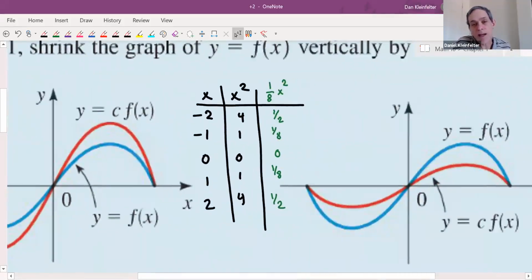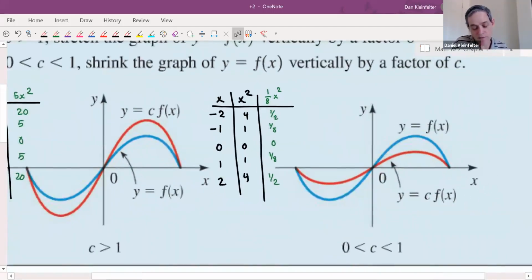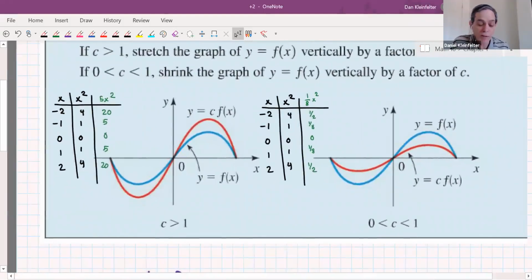If we were to make the graph of 1/8 x², again, keeping the same x values, we now have very small y values of 1/2, 1/8, 0, 1/8, and then 1/2. So that is going to be a vertical shrink of our function. Again, if we're multiplying by a number bigger than 1, it gets taller. If we're multiplying by a number less than 1, it gets smaller. So again, I want to show you a couple of graphs on the computer.